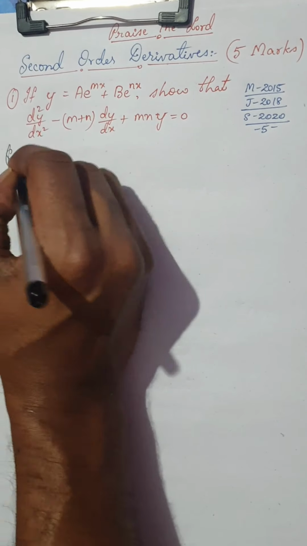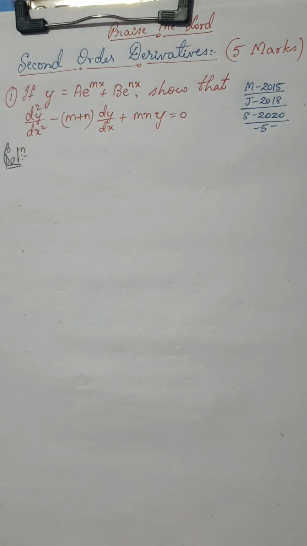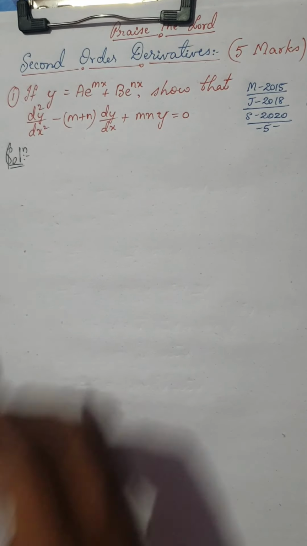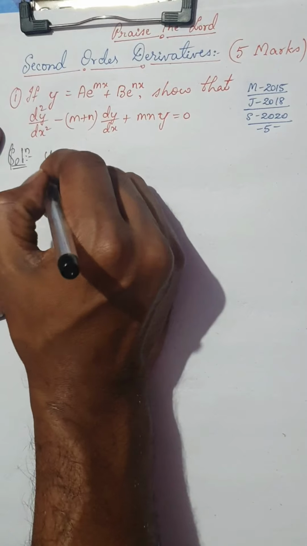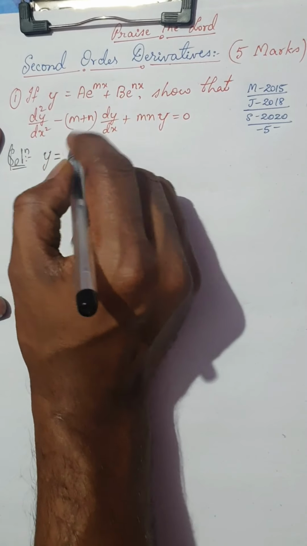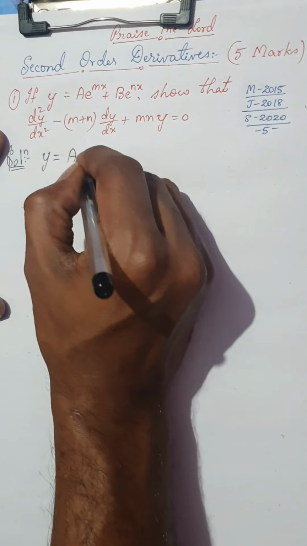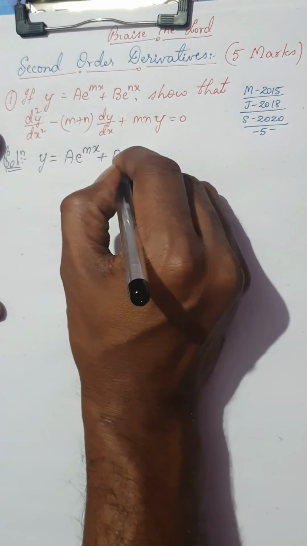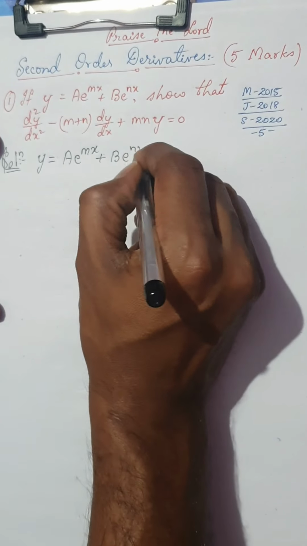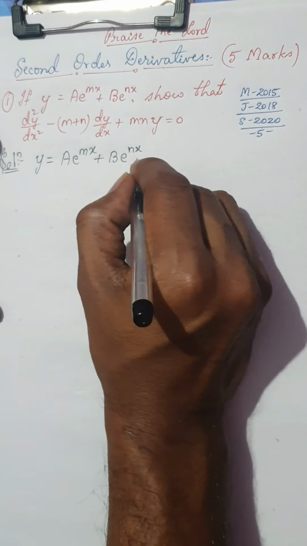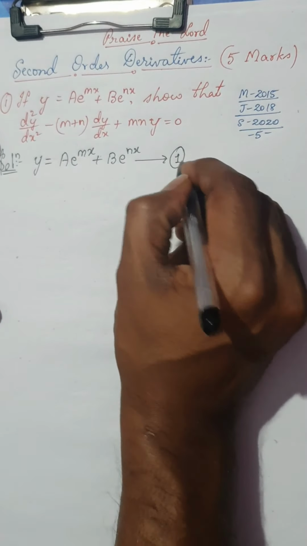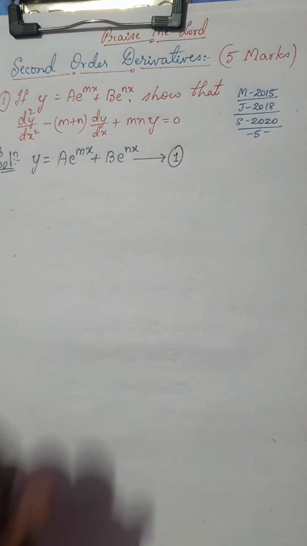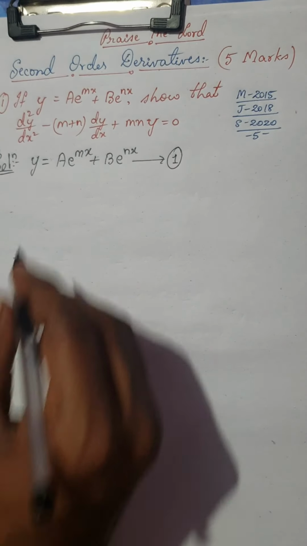These are very important properties and very important questions also. You can easily get marks here. So let me take y is equal to a into e power mx plus b into e power nx. In this type of questions, always consider y as equation 1.